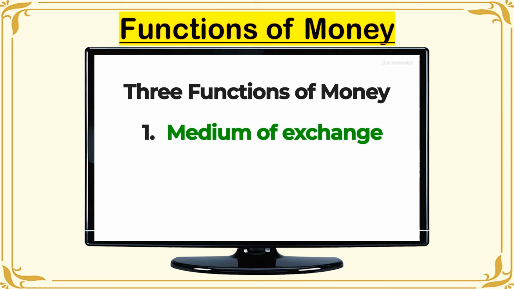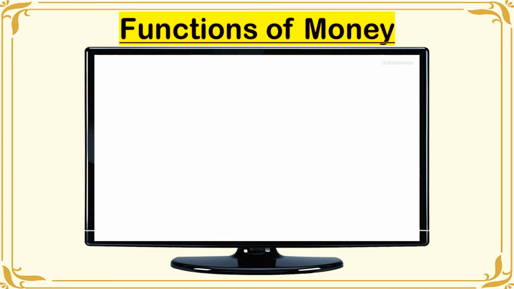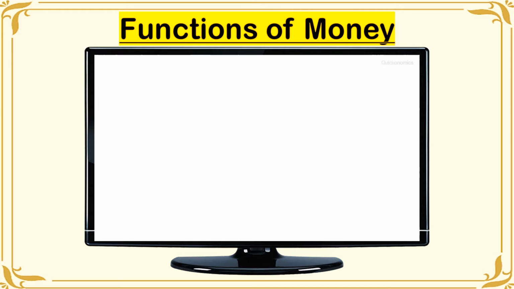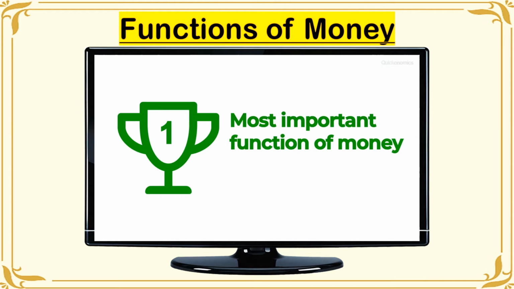First, it serves as a medium of exchange. Second, it is a store of value. And third, it serves as a unit of account. Let's start with the first function. Money serves as a medium of exchange. That means it is an asset that buyers give to sellers when they want to purchase goods or services. This is the primary and most important function of money.